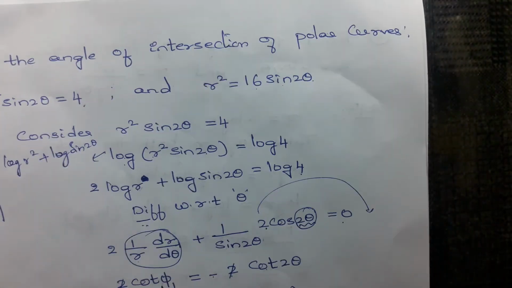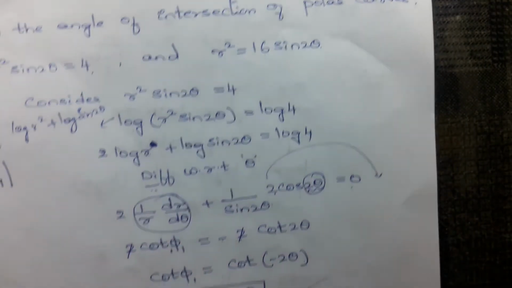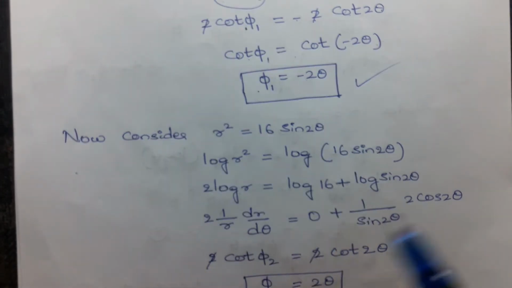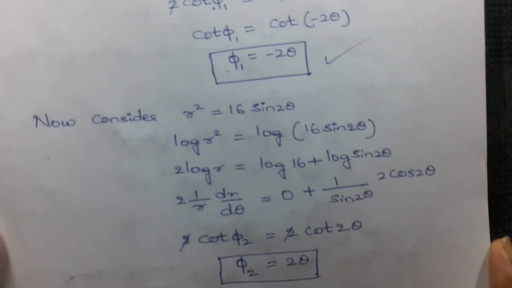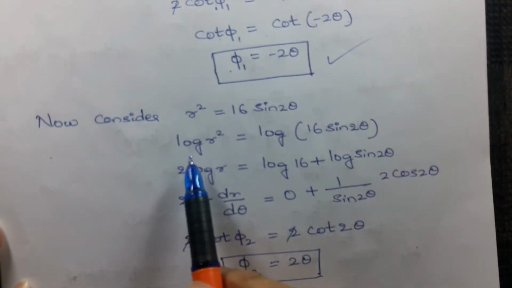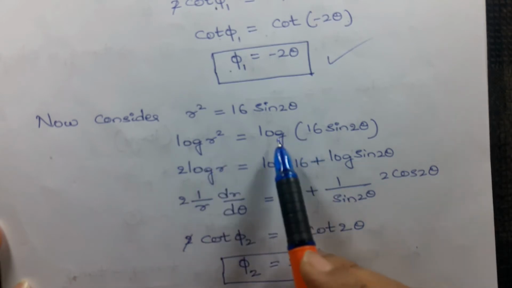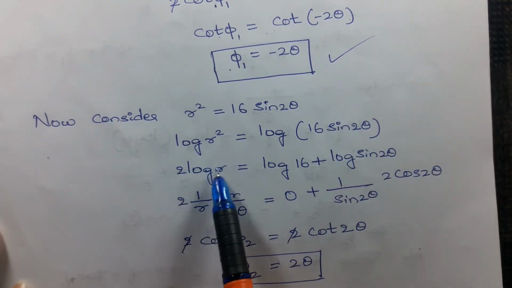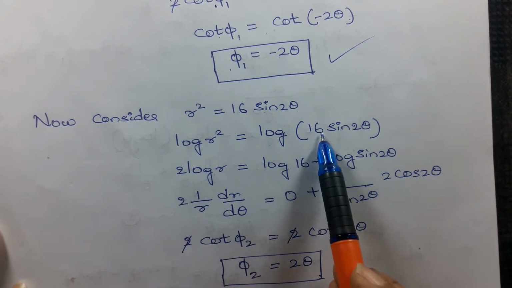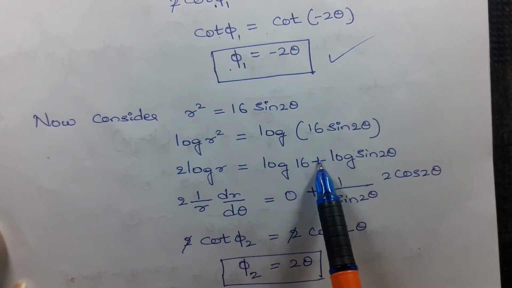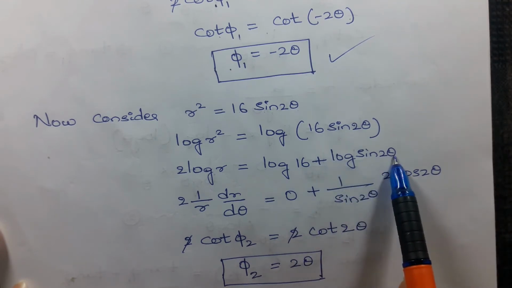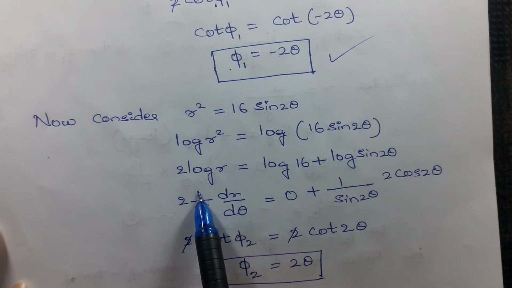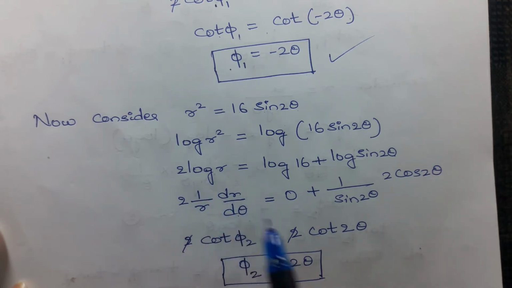Now look at the second curve: r square is equal to 16 sin 2 theta. I'll follow the same procedure. Take log on both sides. Log of r square is equal to log of 16 sin 2 theta. So 2 log r is equal to log 16 plus log of sin 2 theta, since log of a into b is log a plus log b. Now differentiating, 2 as it is, and log r differentiation is 1 by r dr by d theta.